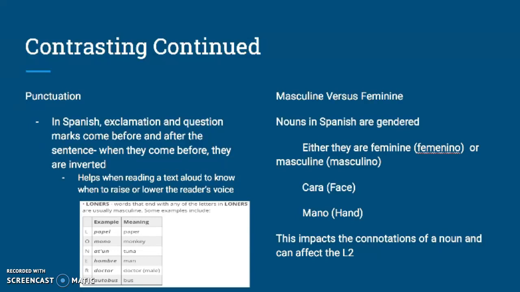Below is a table demonstrating when words are typically masculine in the Spanish language. This occurs when at the end of a word you have an L, an O, an N, an E, R, or S, such as in the words papel, mano, aún, hombre, doctor, autobús. What this means is that the article el needs to be placed before these words. Contrary to this, the word cara, which is a feminine word, needs the article la before it.